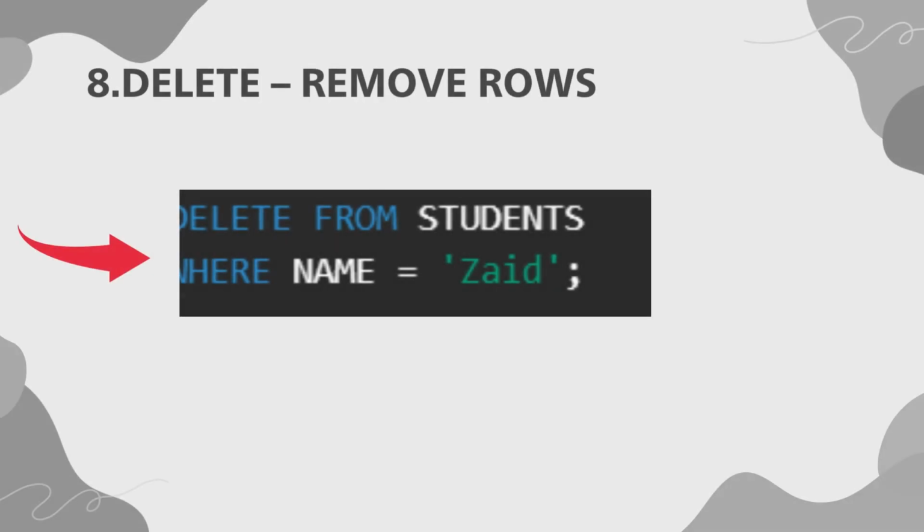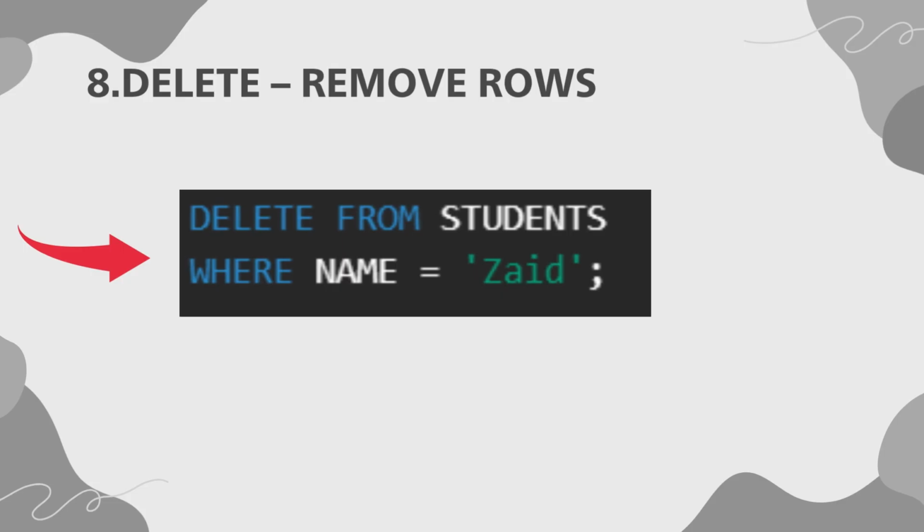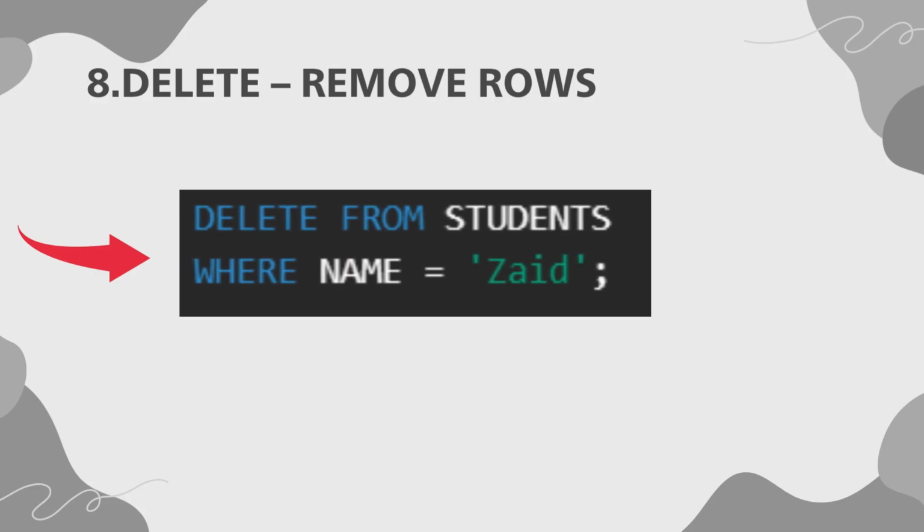Delete command in SQL. After learning how to insert and update data, now let's see how to remove data using the delete command. Delete helps us remove unwanted rows from a table, but it keeps the table structure safe. In this syntax, first, write the table name. Then, use where to specify which rows should be deleted. If you don't use where, all rows in the table will be deleted.